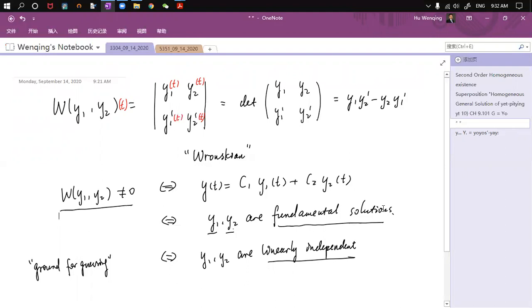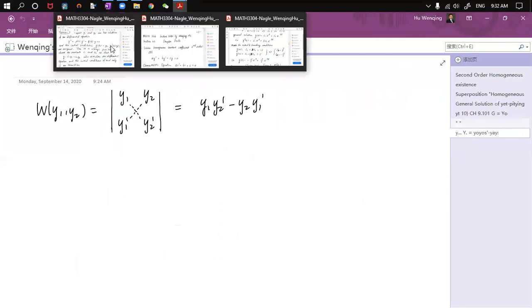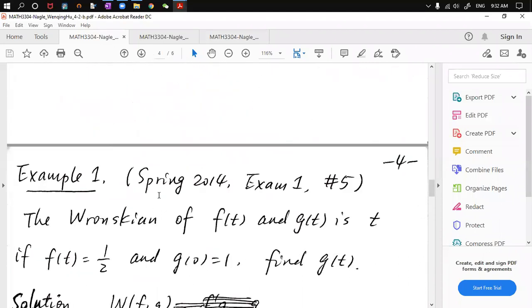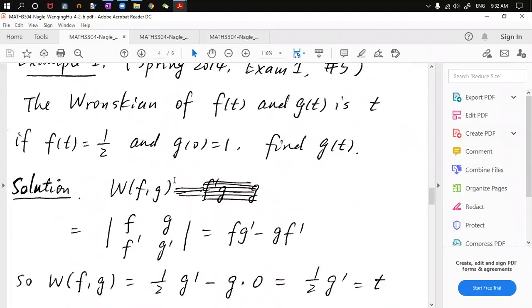Okay, so that's the linear independence theory. Now I would like to show you a very nice example. Here it says you take two functions, f(t) and g(t). If their Wronskian is t, and f(t) is 1/2, g(0) is 1, can you find g(t)?